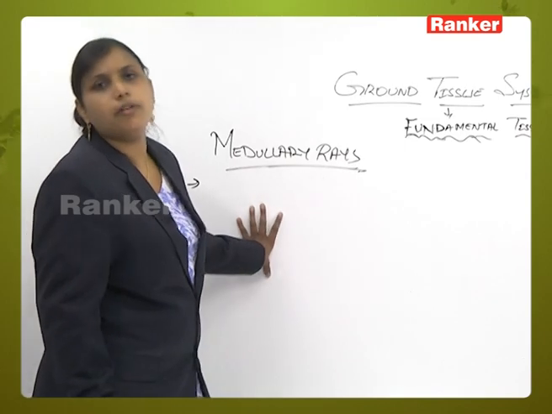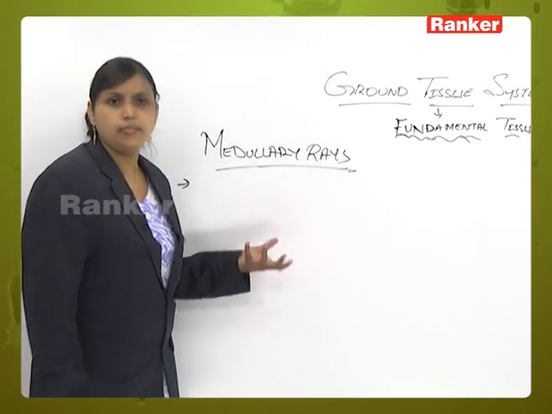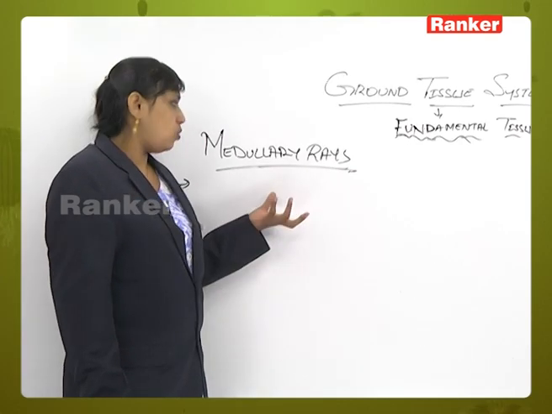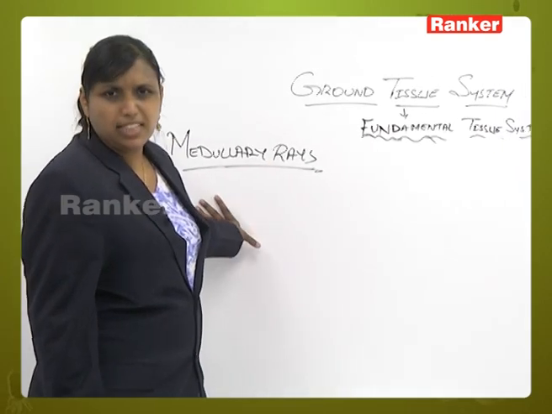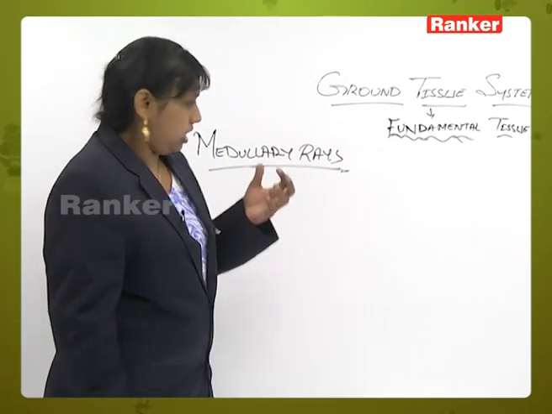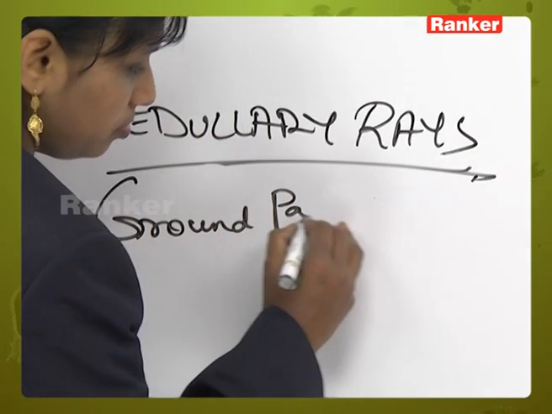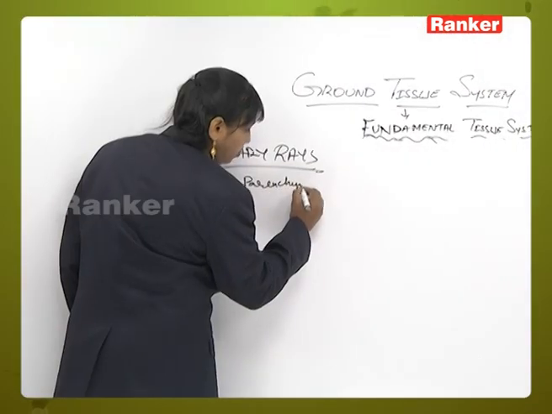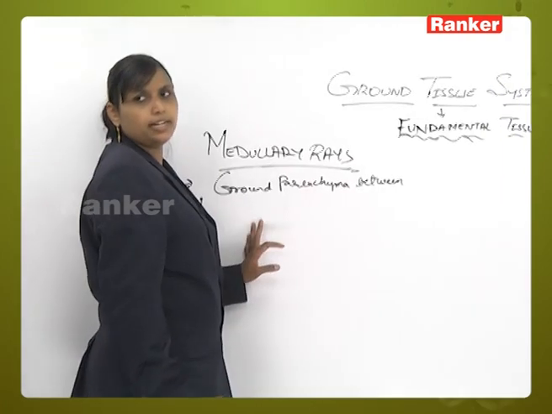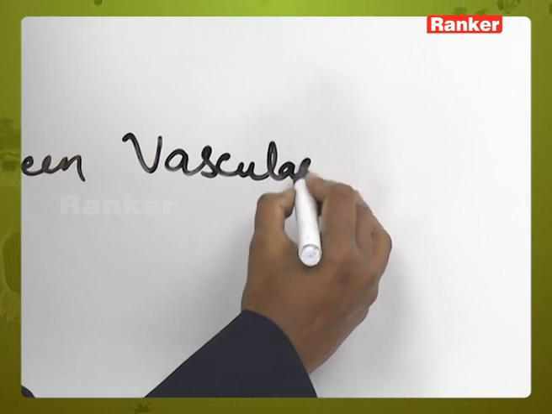Next section of the fundamental tissue system, which we can see in roots and stem, is the presence of medullary rays. So what are medullary rays? This is nothing but a ground parenchyma which is present in between the vascular bundles. So it is called a ground parenchyma, present between the vascular bundles.